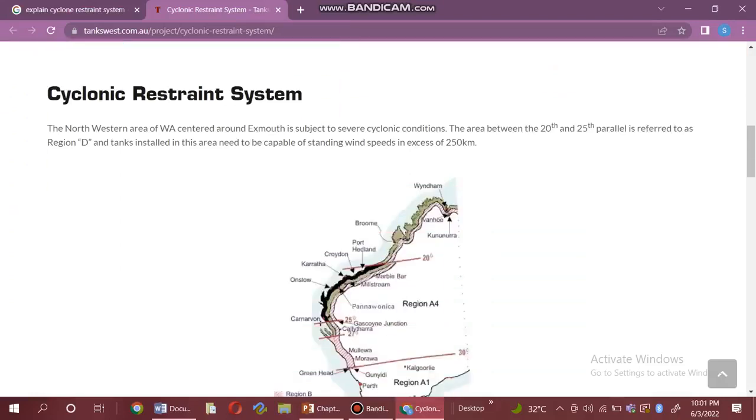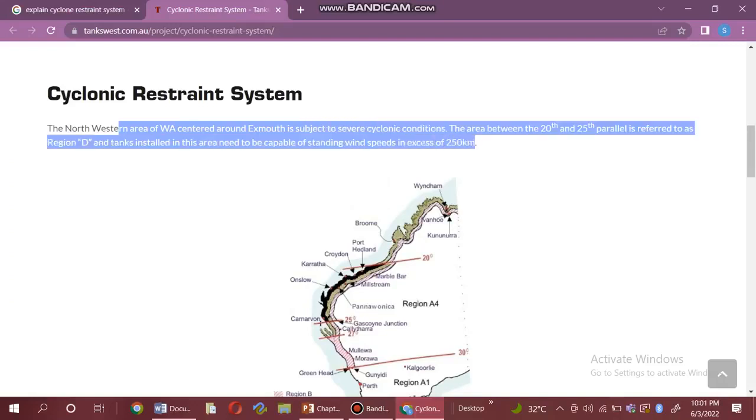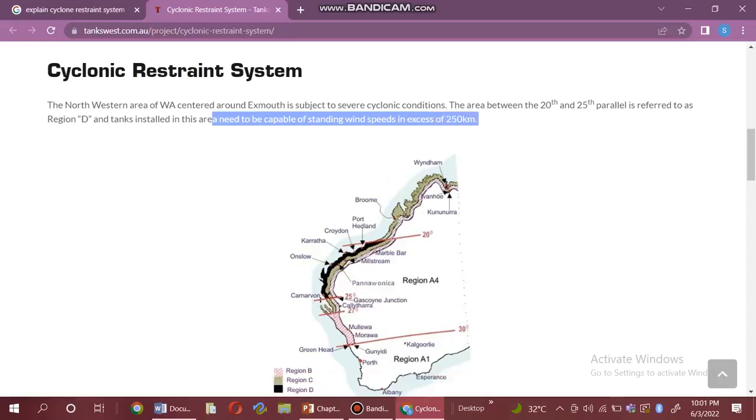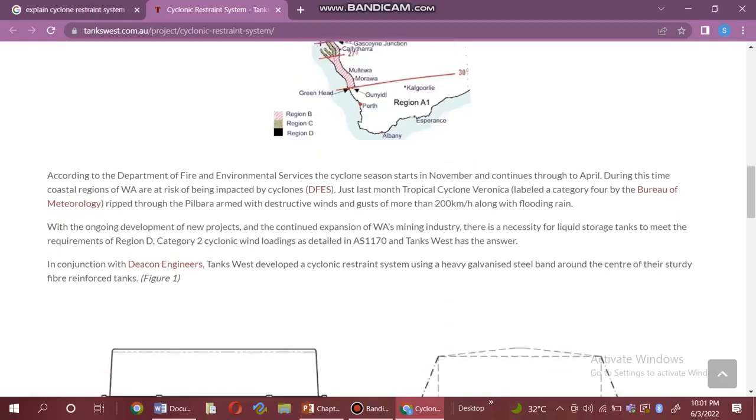You can see here the northwestern area centered around Exmouth is subject to severe cyclonic conditions. The area between the 20th and 25th parallel is referred to as region D, and tanks installed in this area need to be capable of withstanding wind speeds in excess of 250 km/h.